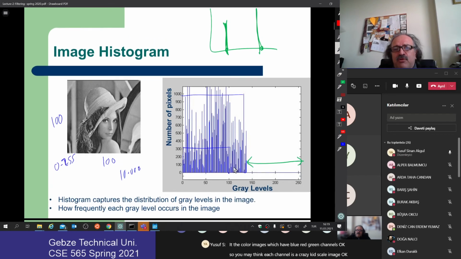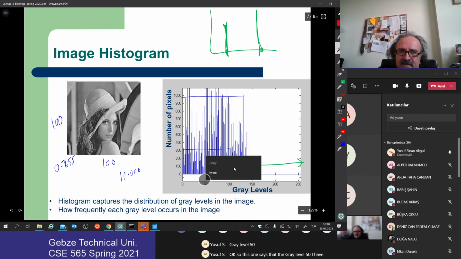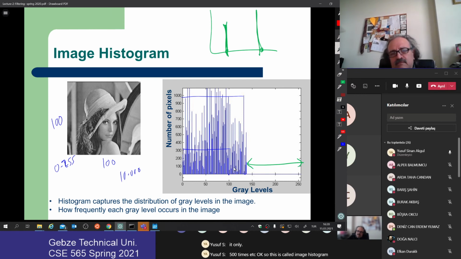Okay, people talk about histograms a lot. What is the meaning of histogram? I take this image, let's say this is a 100 by 100 image, so there are a total of 10,000 pixels. I take statistics of how many times I have seen gray level 50. This one says that gray level 50 I have seen more than 1,000 times, but gray level, let's say 25, I have seen only 500 times, etc. This is called the image histogram. So the image histogram tells me how frequently each gray level occurs in the image.